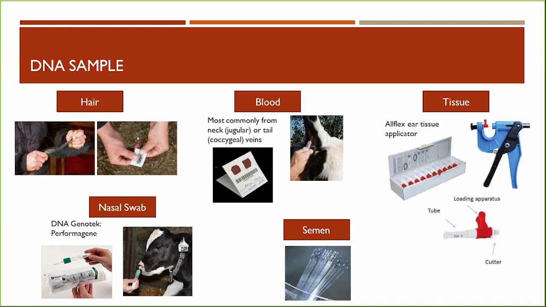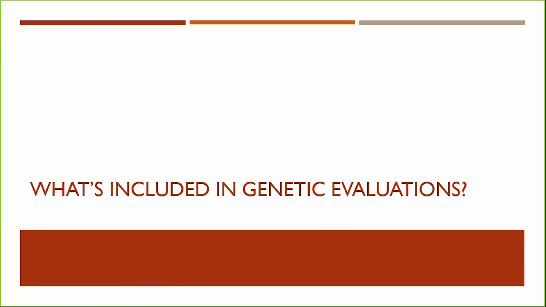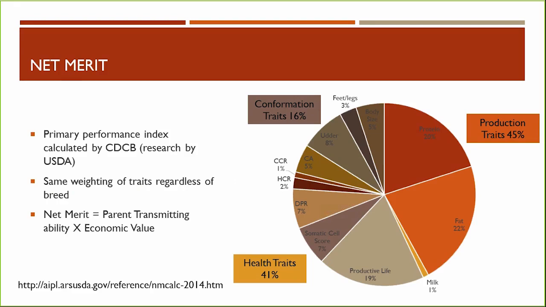So this is a primary performance index that's calculated by the CDCB with the research by the USDA. And the big deal here is that it's the same weighting of traits regardless of breed. So you could look at basically the net merit of a Holstein compared to a Jersey, any breed that you were interested in that we have data on.